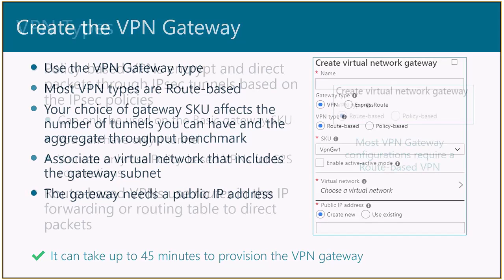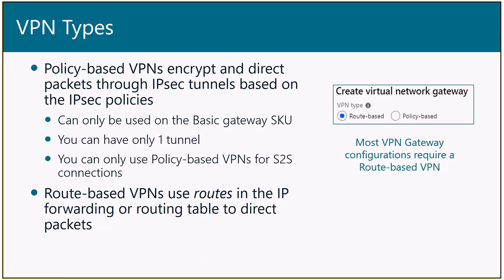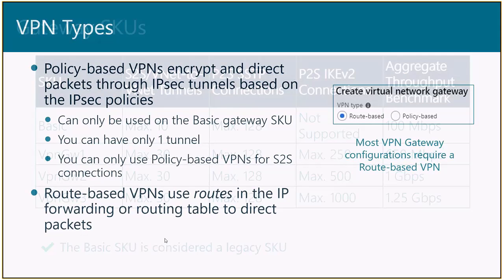It takes about 45 minutes to provision the VPN gateway. That's why we didn't do that. VPN type, again, we have route-based and policy-based. Route-based VPNs use routes in the IP forwarding or routing table. Policy-based VPNs encrypt and direct packets through IPsec tunnels. It's an encryption thing on the IPsec policy. So if you have sensitive data, for security reasons, you want to do policy-based instead of route-based. More secure.